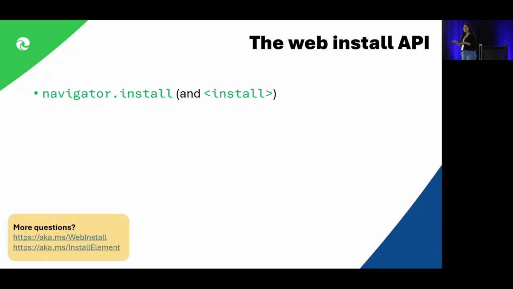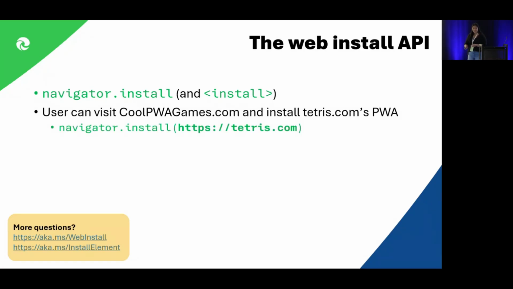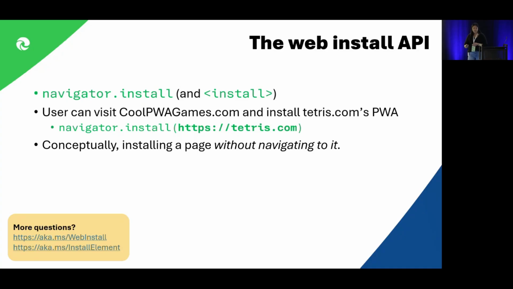control over their app's discoverability and installability. Currently, this has two forms, a JavaScript API and an HTML element, both of which are currently available for Origin trial. As a user, this means I could visit coolpwagames.com and click a button to directly install Tetris.com's web app without actually visiting Tetris.com. For the developer, that looks like this. Call navigator.install, give us the page that you'd like to install.